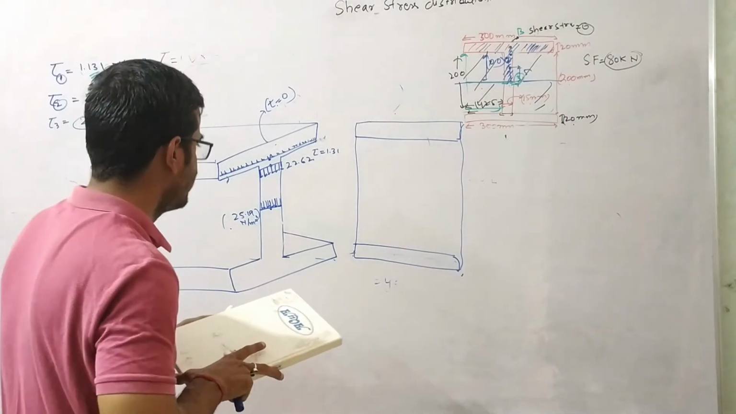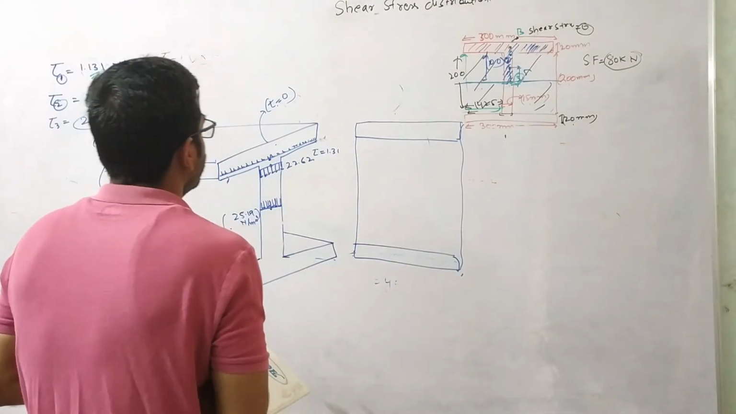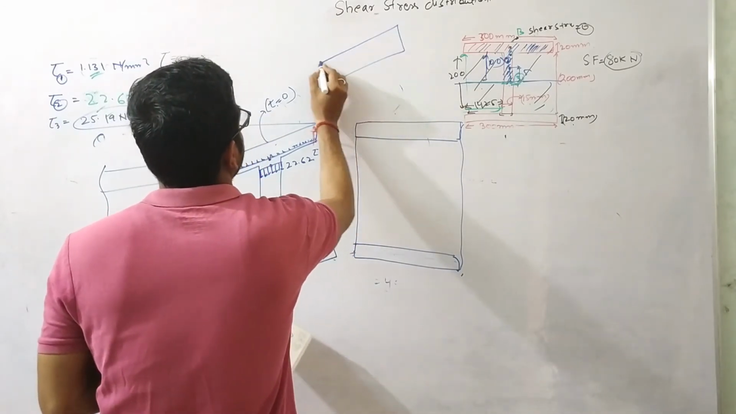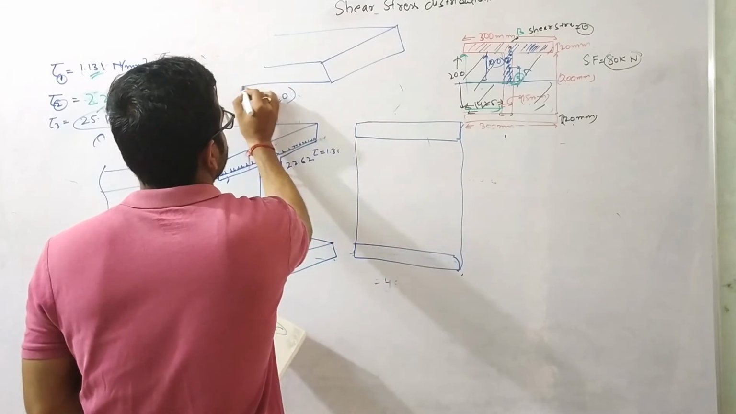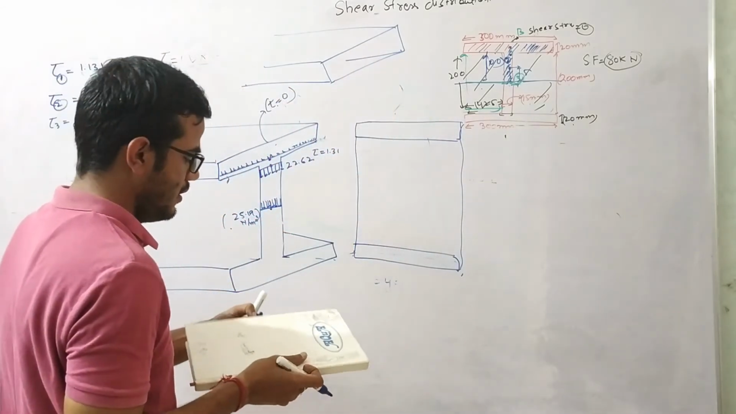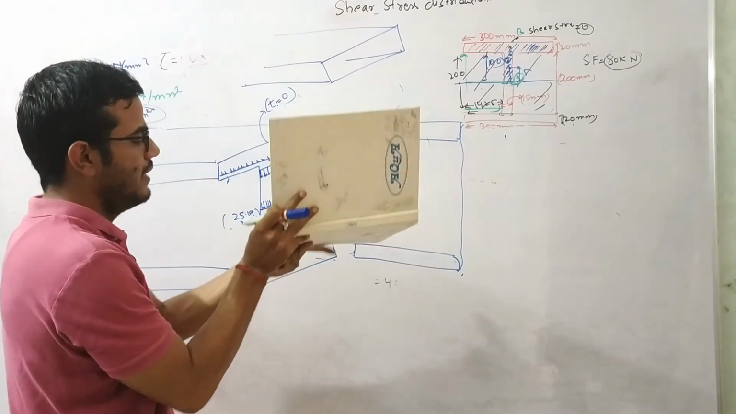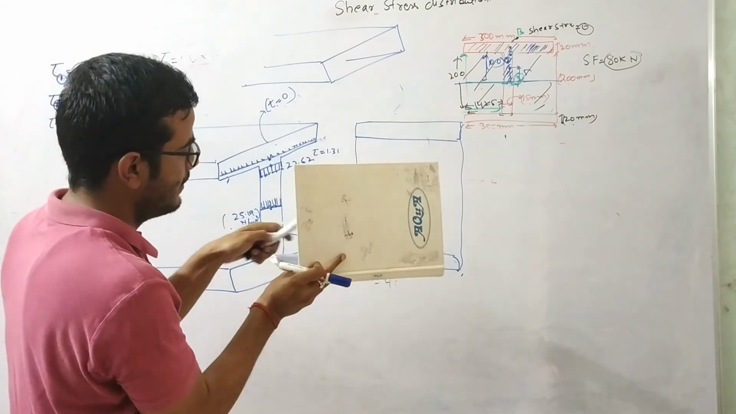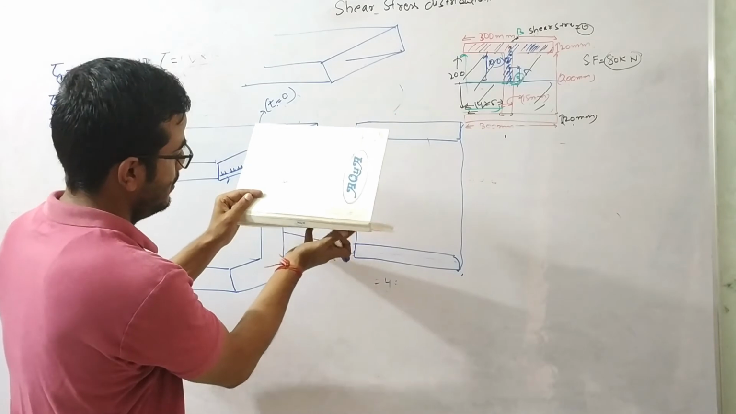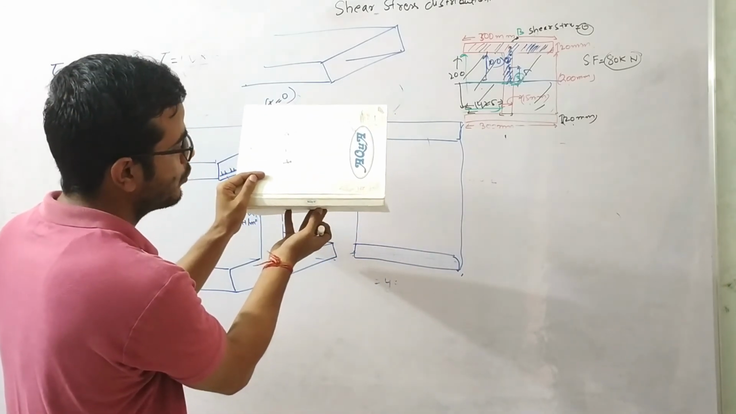If this is the figure of this flange, okay, I'm drawing. This is this flange portion. So at the end portion, if I see in this figure, I won't be getting any horizontal shear stress because this is an outer boundary.